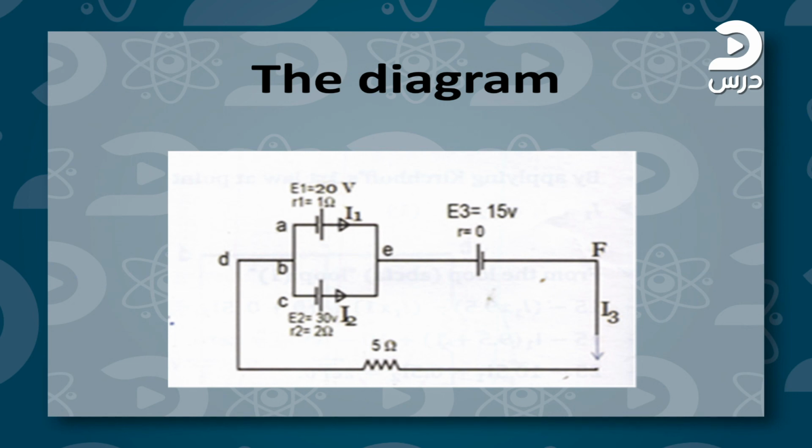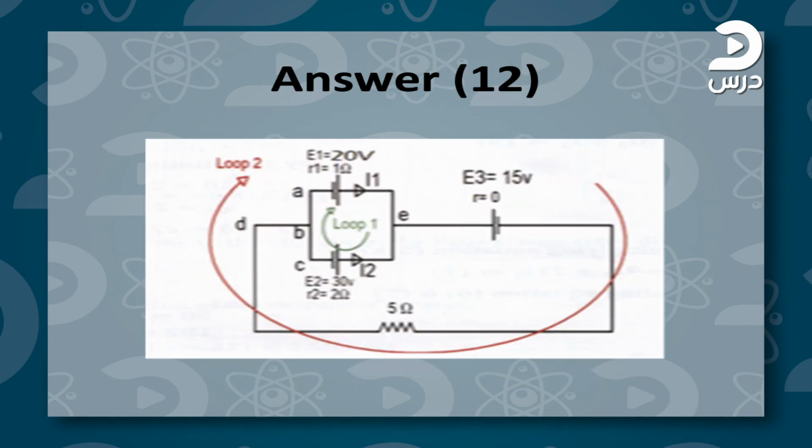In the diagram, the AE has E1 20 volt and R1 1 ohm, and here I1. But I2 has E2 30 volt and R2 2 ohm, but here I3, and between D and F there was 5 ohm, and between F and E there is a battery, E3, 15 volt and R equal 0.